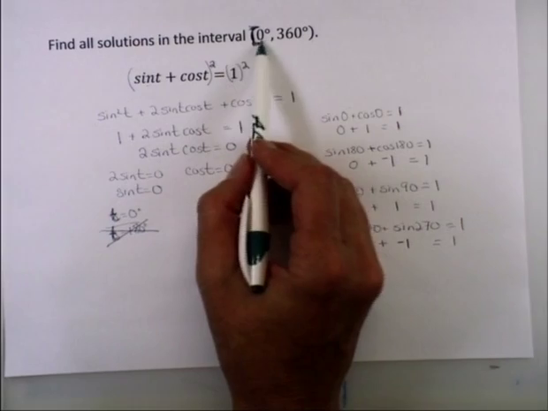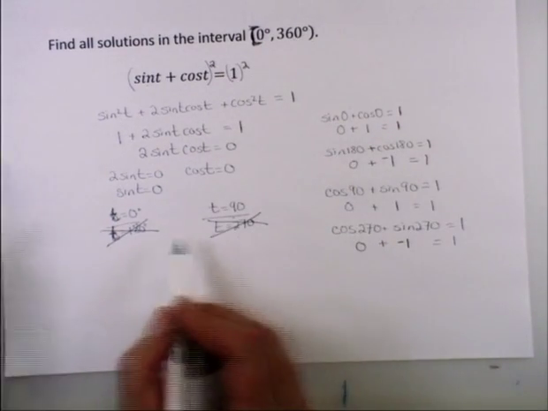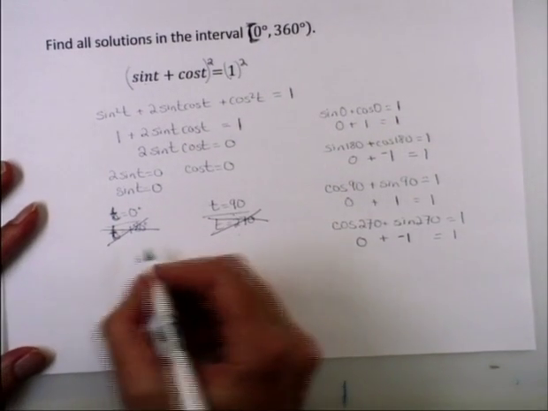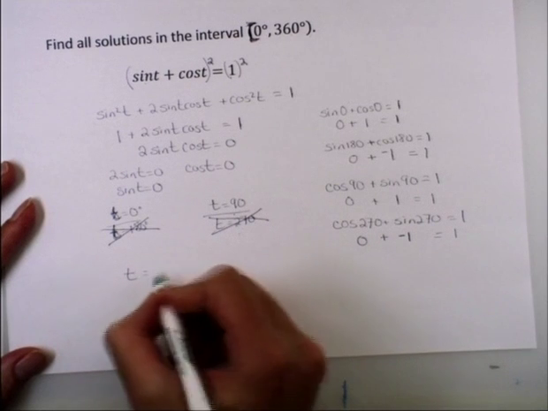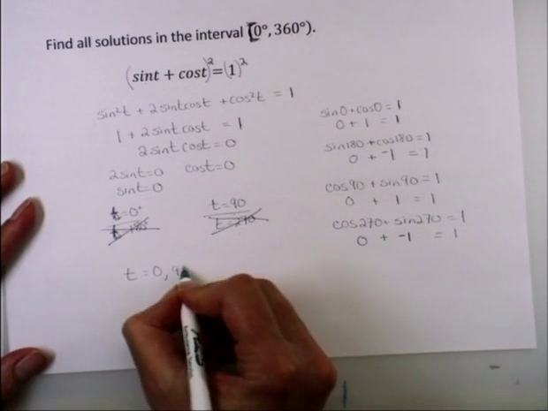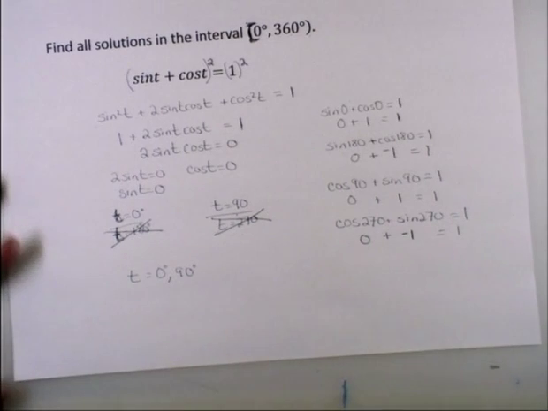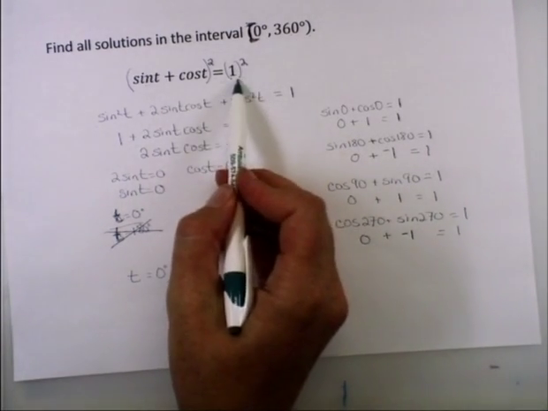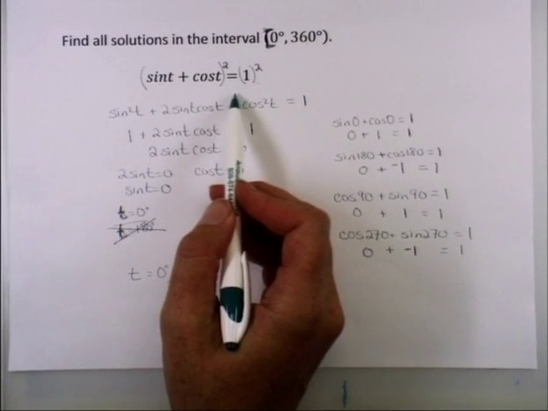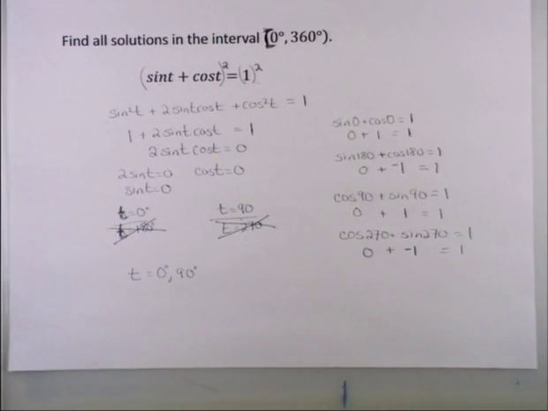Now this one only wanted the solutions between 0 and 360, so I don't have to do the multiples of 360. My answer is just t equals 0 or 90, 0 degrees or 90 degrees. Okay. Now this is a strategy to use, but remember, be very careful if you square both sides because you will introduce new answers into your equation that you don't necessarily want.